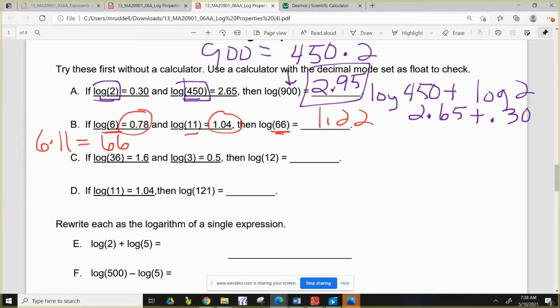Letter C, we have 36 and 3. What do we do with that to get 12? We divide. What goes with divide? Subtract. What are we subtracting? 1.6 and 0.5.